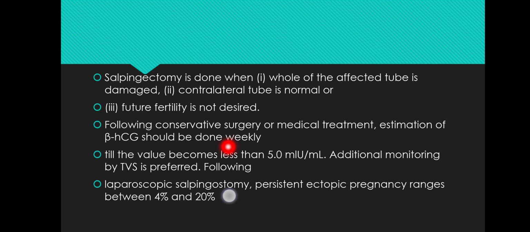So then following conservative surgery or medical treatment, the estimation of beta HCG should be done weekly till the value becomes less than 5. Then also additional monitoring by transvaginal ultrasound is also preferred.